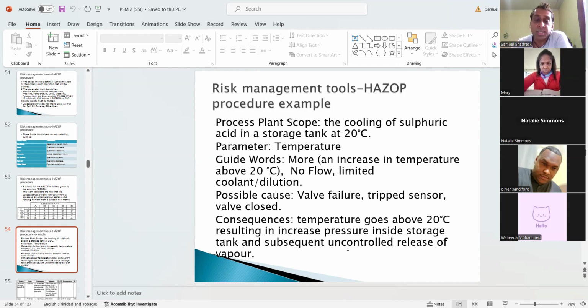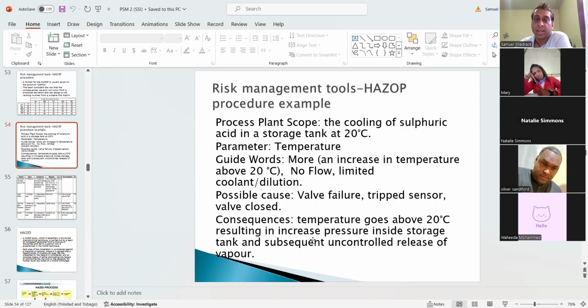What are the possible causes? Valve failure, trip sensor, the valve closing. What are the consequences? The temperature goes above 20 degrees, resulting in increased pressure inside the storage tank and subsequent uncontrolled release of the vapor, right?